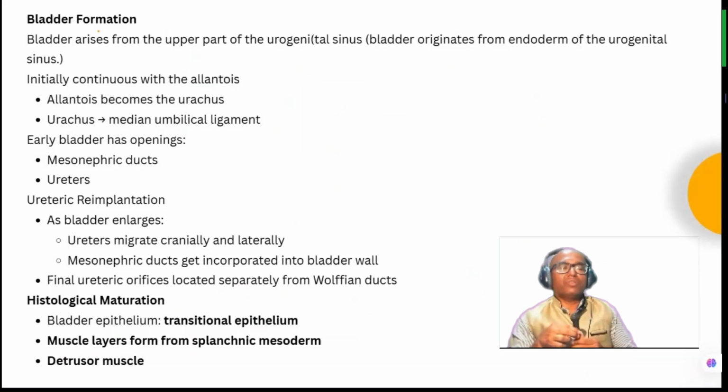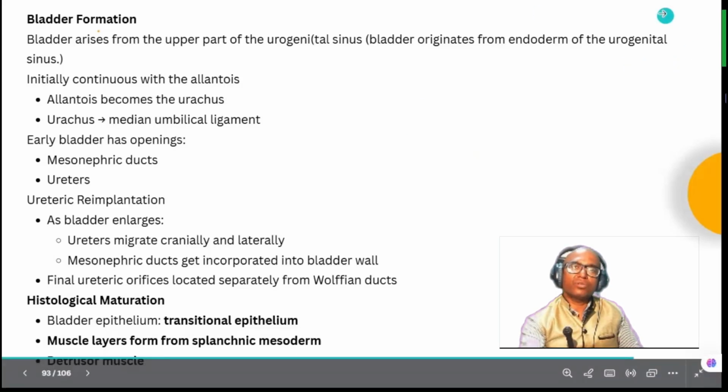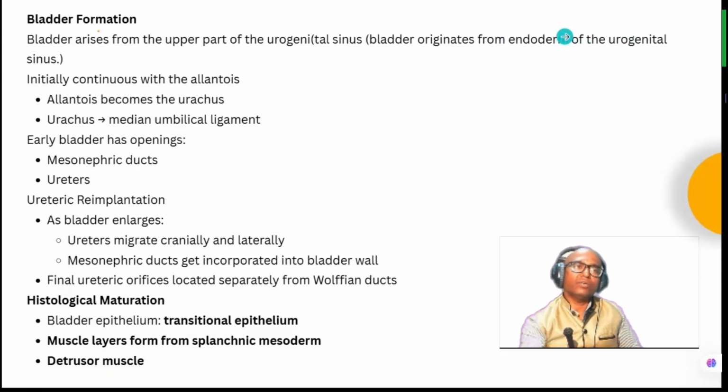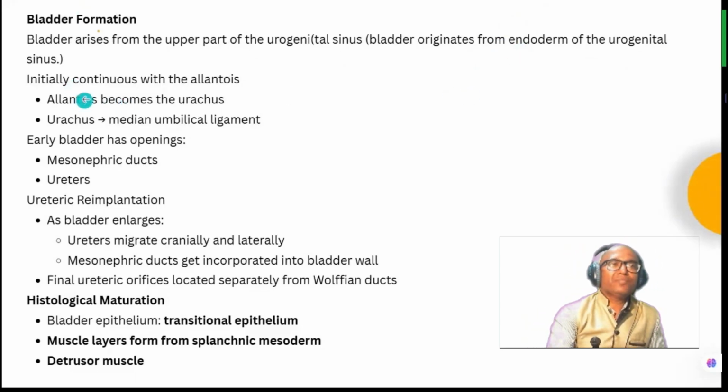Okay, so how does this bladder get formed? The bladder arises from the upper part of the urogenital sinus. So the origin of the bladder is from the endoderm of the urogenital sinus. So the bladder is coming from the urogenital sinus, and the urogenital sinus is from the endoderm. Okay, so initially it is continuous with the allantois. Allantois will later on become the urachus.